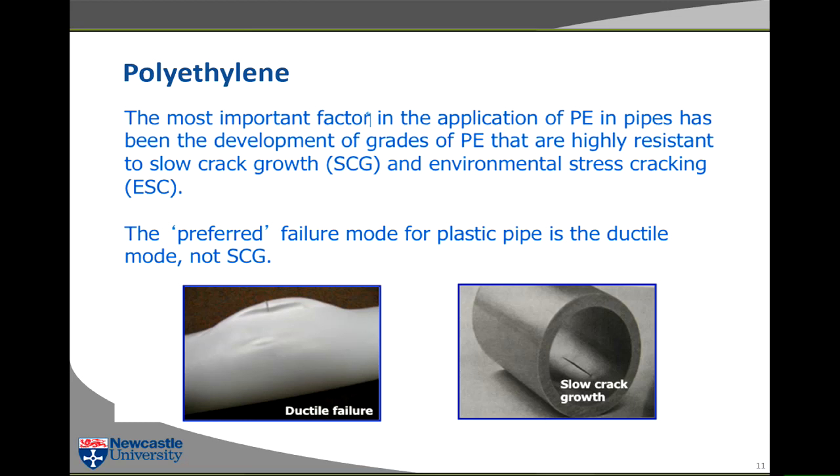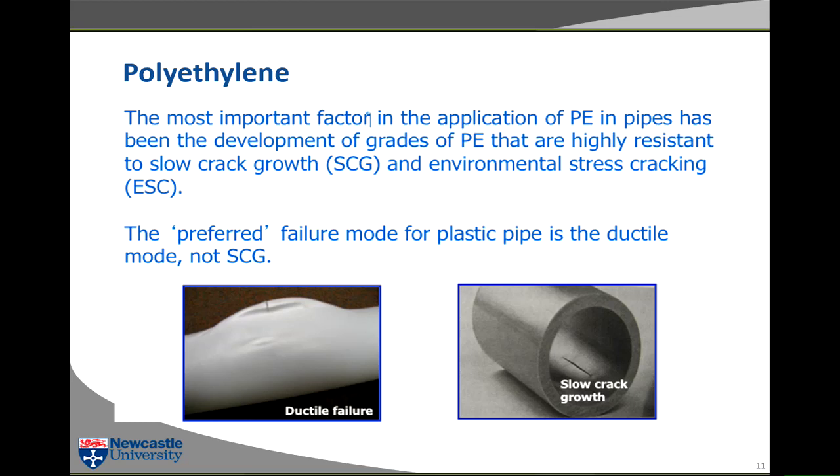It can also be initiated on the outside of the pipe by scratches. If you're installing a pipe in a trench and there are sharp stones which scratch the outside of the pipe, you can get these stress concentrations, which can cause slow crack growth.